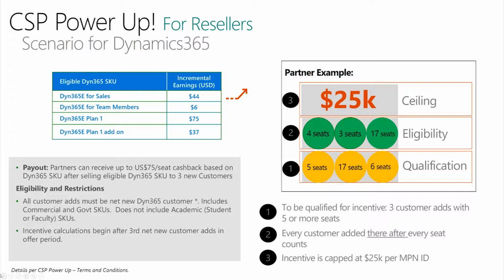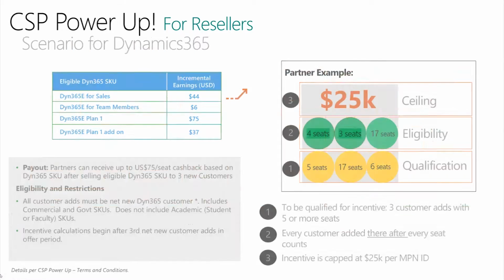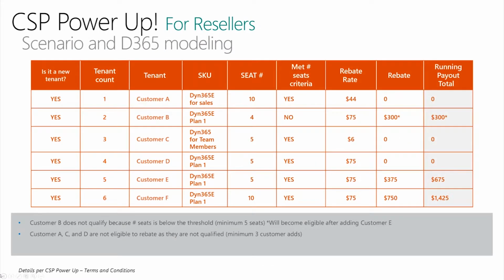You see the Dynamics there. You're getting like $75 cash back for Dynamics Enterprise Plan 1. It's free money, guys. So this is just a quick example. So just on the customer A there, the tenant count 1. So he has 10 seats. He has met the criteria, but he doesn't get a rebate because it's his first deal. He doesn't have another 2 deals there.